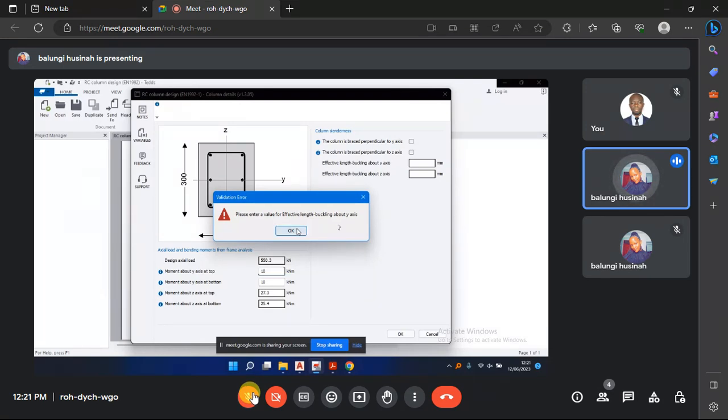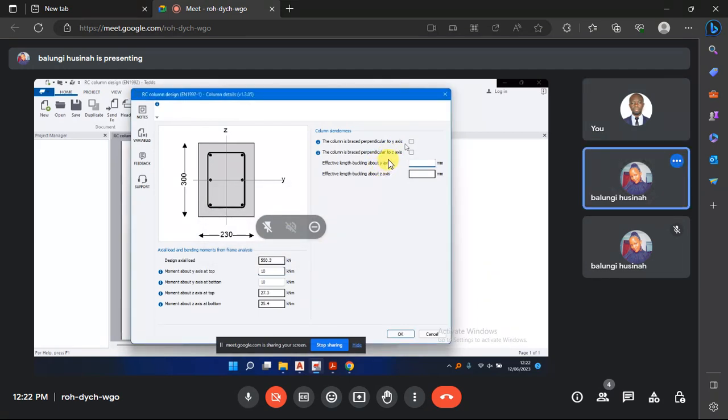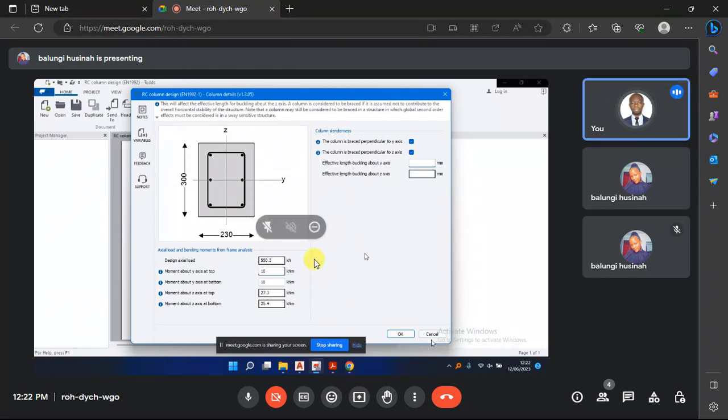Close. You try making them braced. The other first ticks. This is why I was having a problem. I didn't know what to do. Let me try to check in Eurocode 2. But I remember something like 0.8.